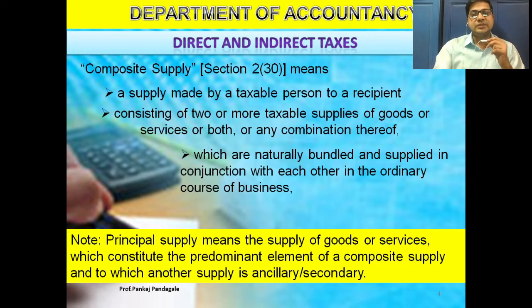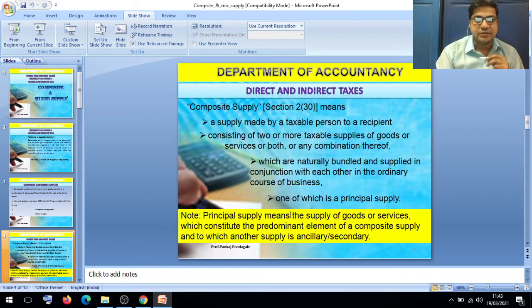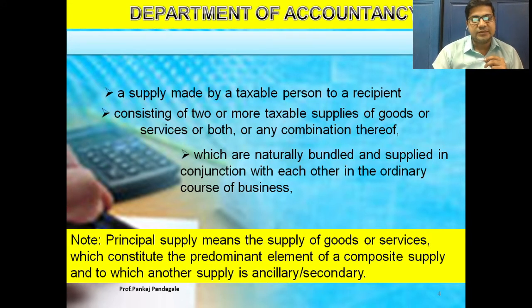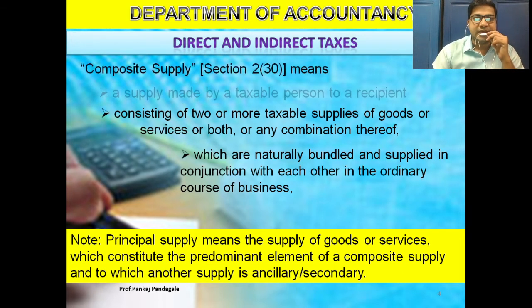Now, principal supply means the supply of goods or services which constitutes the predominant element of the composite supply, to which another supply is ancillary. Predominant element and ancillary supply. Predominant element means one supply is the principal supply of goods, and another is an ancillary or secondary supply. Now friends, let us discuss one suitable example.